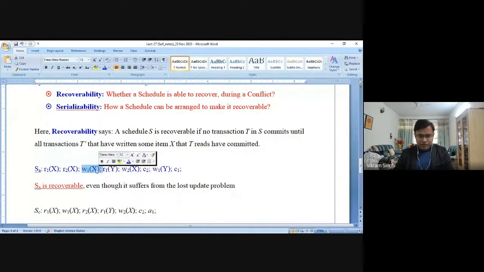After that, which is transaction T1's operation, we have R1Y, which is a different data item. So this read on Y does not create any problem. After W1X, you can see W2X. Here transaction T1 is modifying the data item X first, and only after this W1X do we have W2X.